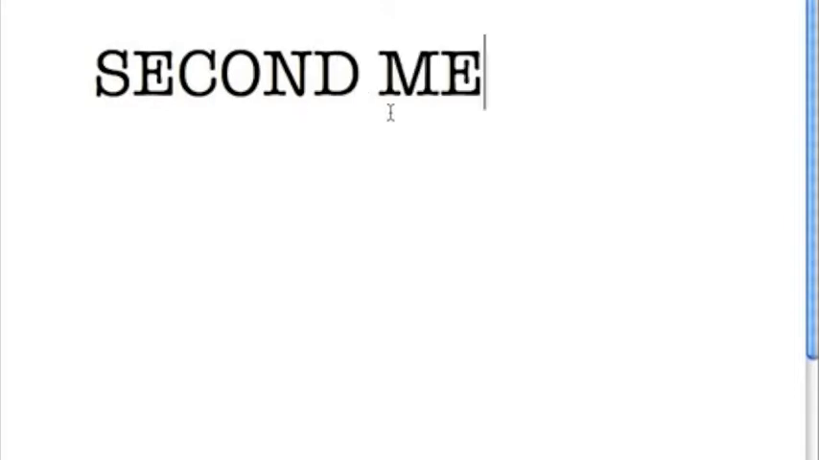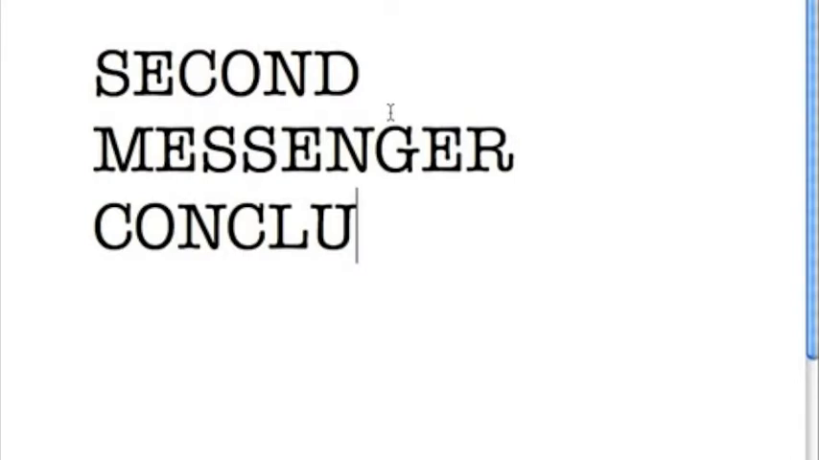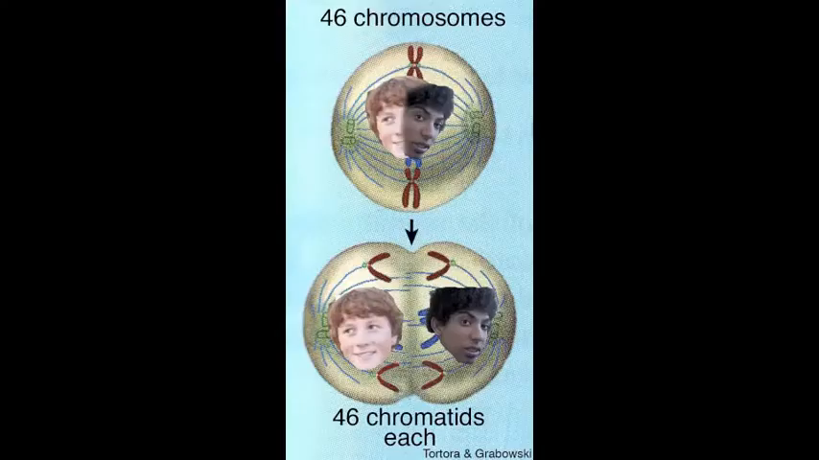In conclusion, second messengers are a very important part of the human body because of their ability to communicate with receptors within the cell to relay certain hormones. Second messengers are a key aspect that makes us who we are and holds our bodies together.